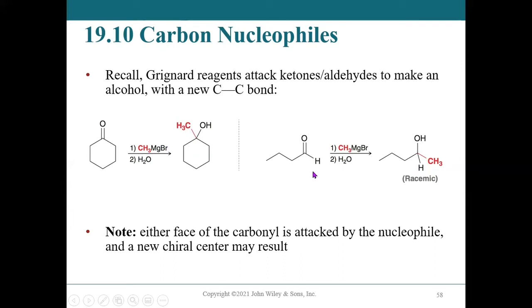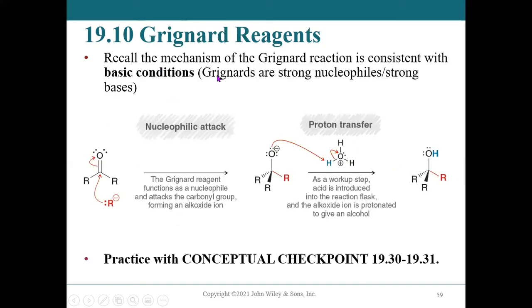So another example is this aldehyde reacting with this methyl magnesium bromide, a Grignard reagent, to produce this alcohol, and this alcohol has a chiral center, so therefore it will produce a racemic mixture. Either face of the carbonyl can be attacked by the nucleophile, and a new chiral center may result in this example. Recall the mechanism of the Grignard reagent is consistent with basic conditions.